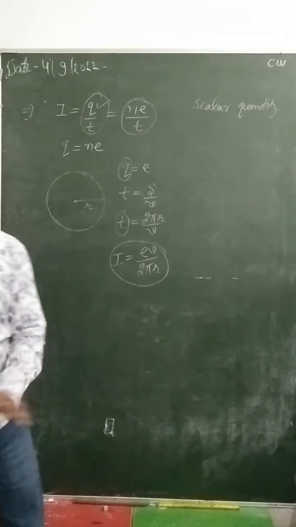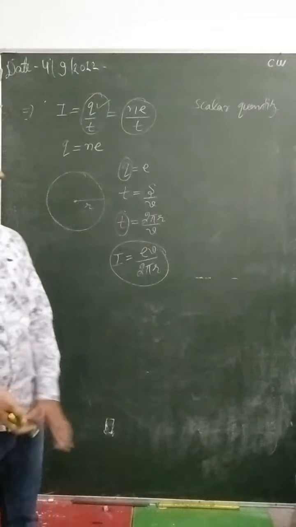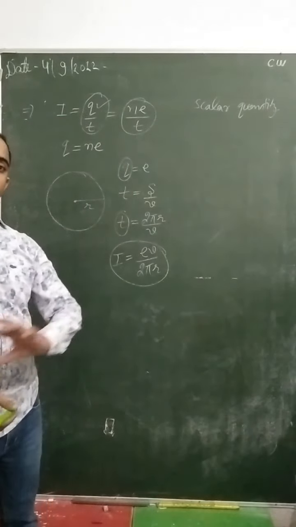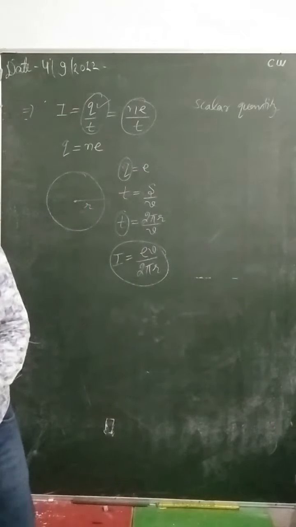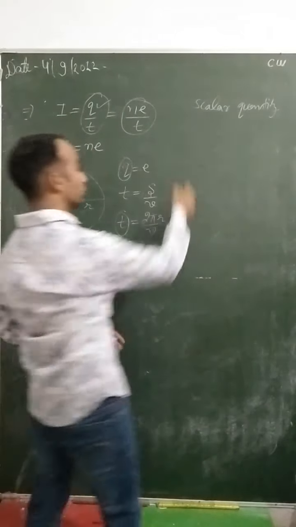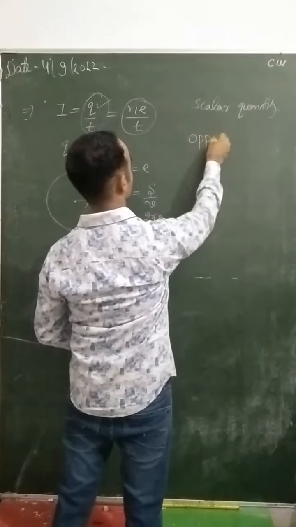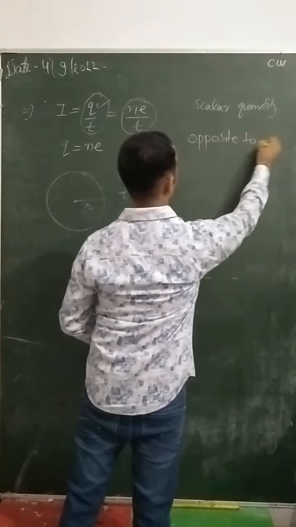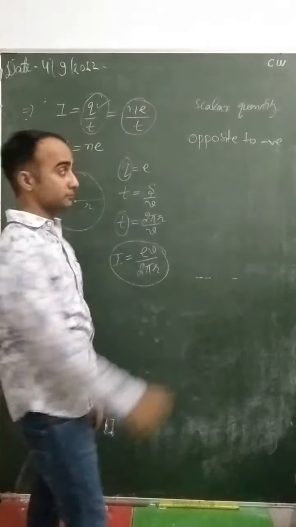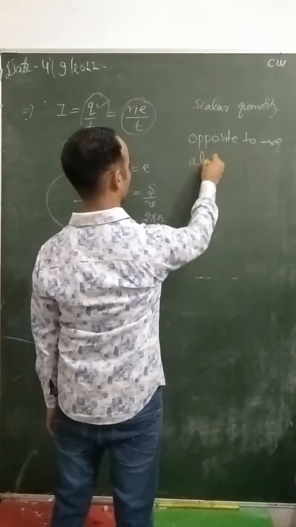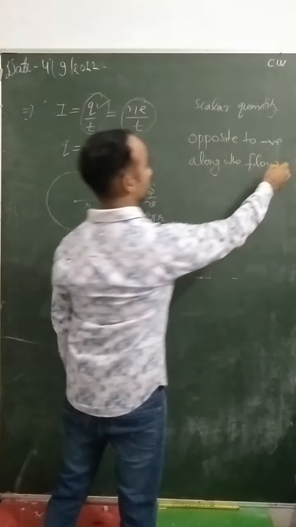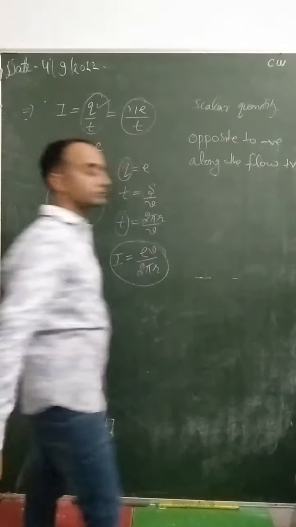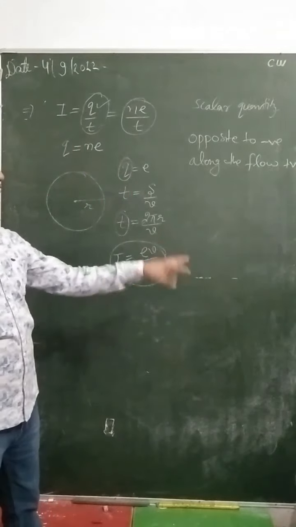Why is it a scalar quantity? Does it have direction or not? First we will discuss that. Electric current is due to the flow of electrons in a particular direction, and the direction of current is always opposite to the flow of negative charge, or you can say along the flow of positive charge, from positive to negative.